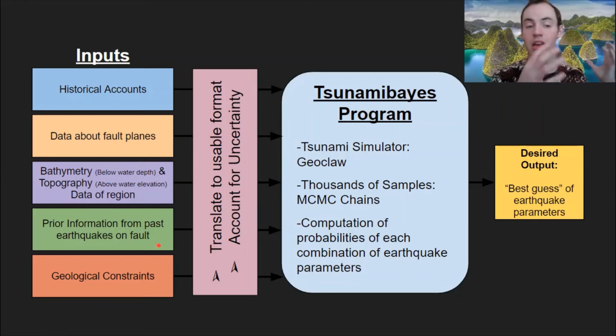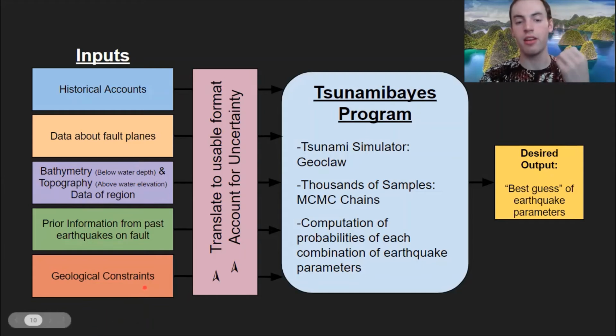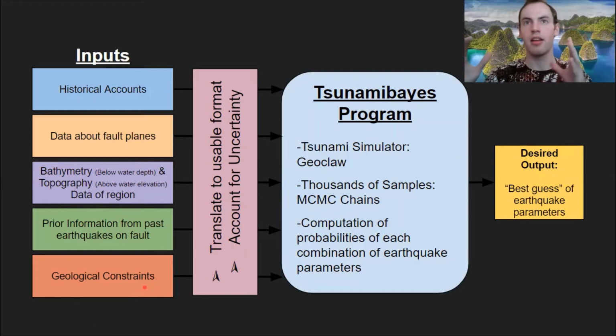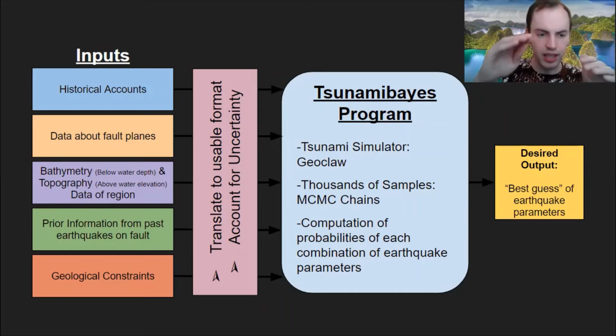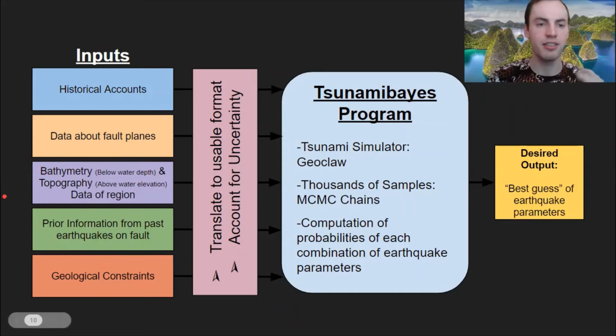We can also input prior information from past earthquakes on that same fault into our program to be able to help constrain the guesses that we're making about what earthquake occurred. And then we can also add other geological constraints to limit the sample space that we're using. Again, we will get much more detailed into these as we go along. But these different sections, these inputs, are going to be the subject of future videos, because a lot of this is the things that need to be prepared.